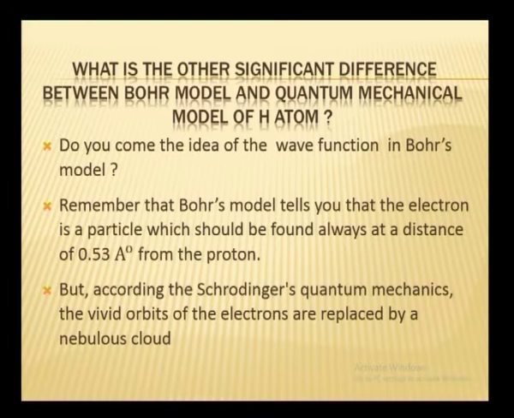Now, what is the other significant difference between the Bohr atom model and the quantum mechanical model of the hydrogen atom? After all, the eigenvalues which are obtained are the same in both cases. Then what is the significant difference between the Bohr atom model and the hydrogen atom model? Do you talk of the wave function in the hydrogen atom model? According to Bohr, in the Bohr atom model, you do not talk of the wave function. Do you come across the idea of wave function in Bohr's model?